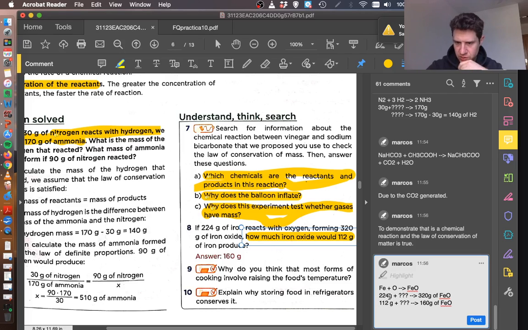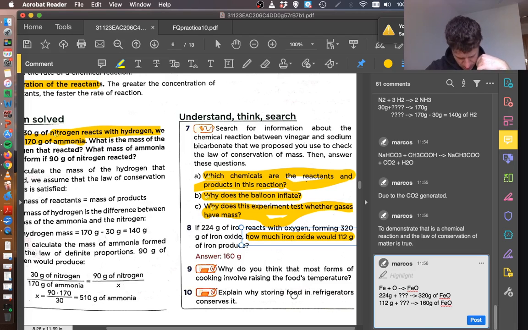La mitad de 320, ¿qué me dicen? ¿Cuántos gramos de óxido de hierro producen 112 gramos de hierro solo? Pues si yo sé que 224 crean 320, pues la mitad de 224 creará la mitad de 320, ¿vale?